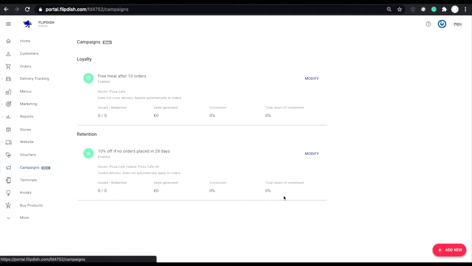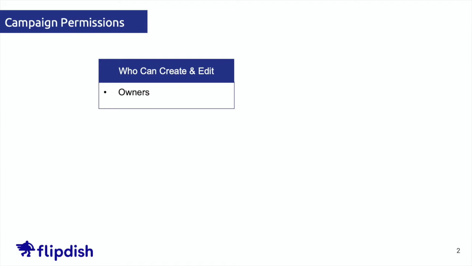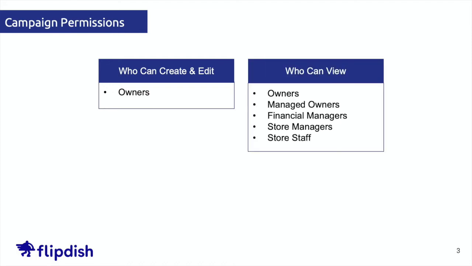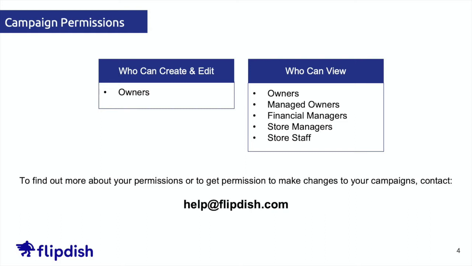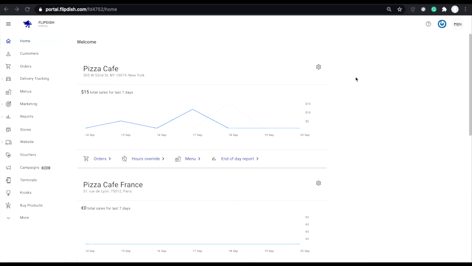As you may know, our Flipdish portal has many different levels of permission. Not everyone is able to modify or create these campaigns. Campaigns can only be added or modified by owners, but can be viewed by owners, managed owners, financial managers, store managers, and store staff. If you're unsure of your permissions on the Flipdish portal, contact help@flipdish.com and we'll be happy to clarify the situation. So let's look at how to create a campaign.